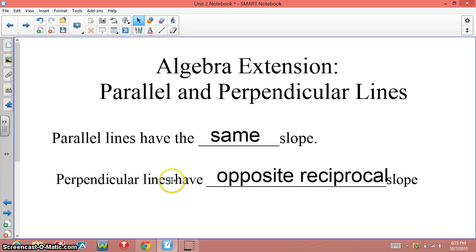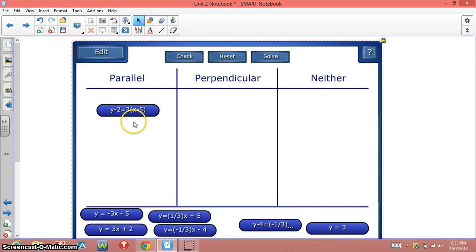You solve the problems the exact same way as you would parallel lines, but you've got to do that extra step. Alright, so based on this equation that I've left for you here, we want to decide whether these equations down here are parallel, perpendicular, or neither. Now pause the video, answer it yourself, and then unpause it for the answers.